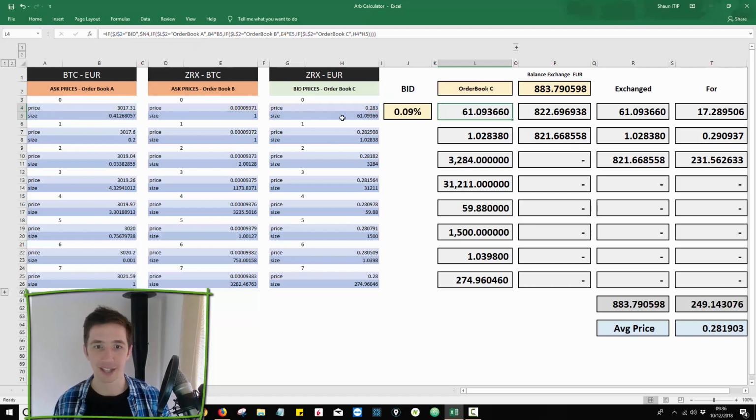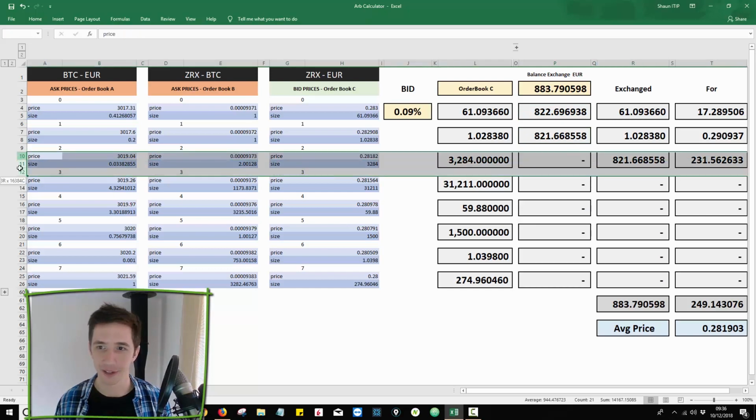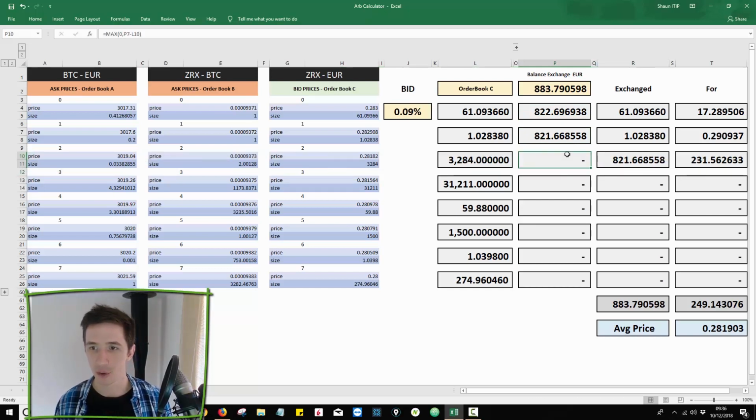It knows it's the bid over here and it knows just to take the size. So we can see the same thing applies over here at 883 ZRX. By the time I get to level 3 over here on the order book, it exchanges all of that and I'm left with no ZRX. So all of my ZRX is exchanged, all 883 at these different levels for 249 euros.